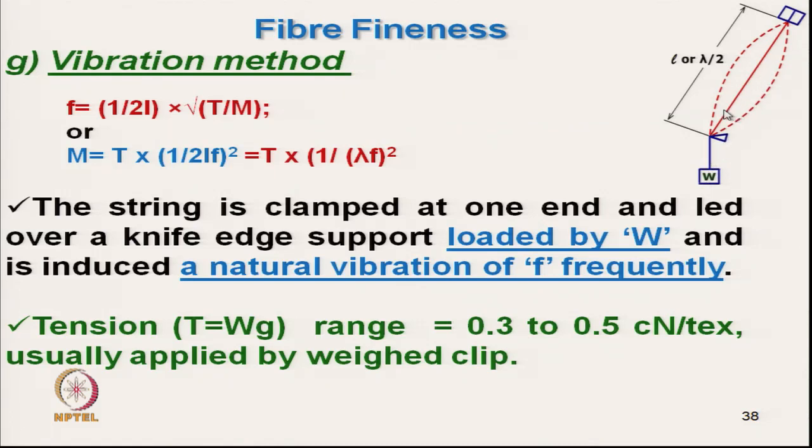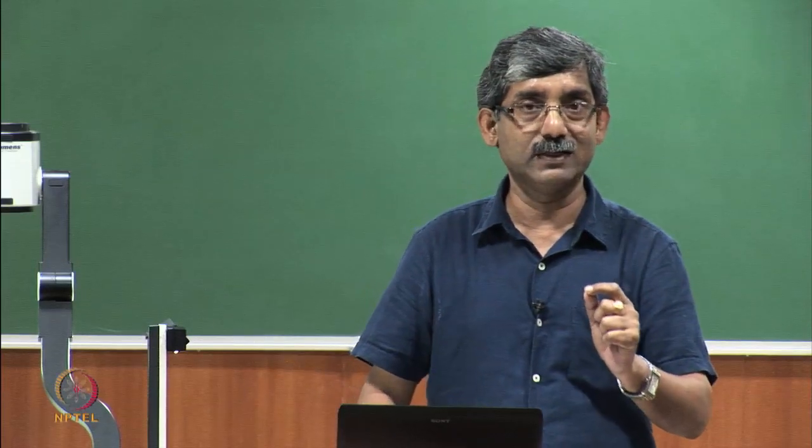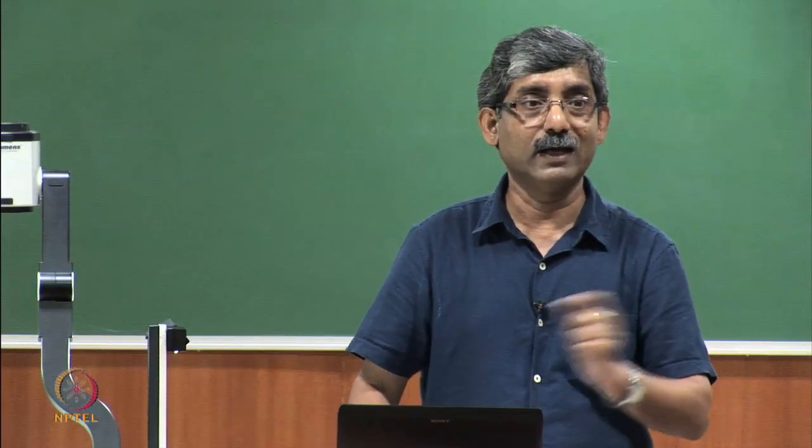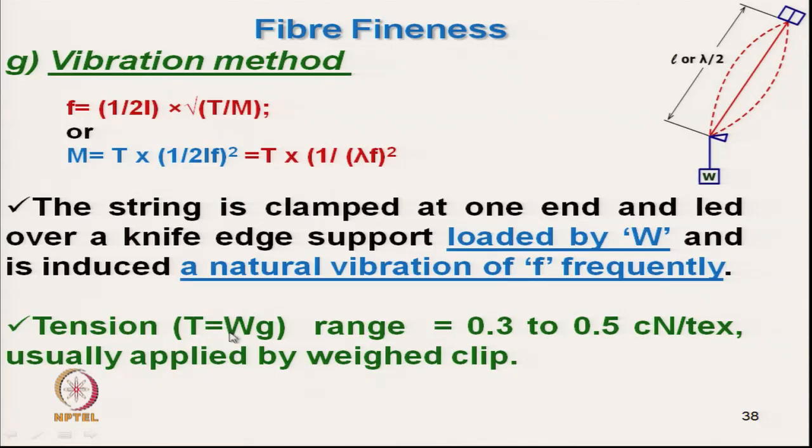So, we have to vibrate this string with a wide range of frequencies, and at one particular intense frequency, it will have very high vibration. That is why that frequency is the natural frequency. The tension T equal to Wg is in a range between 0.3 to 0.5 centinewton per tex. That is the tension we have to apply here.